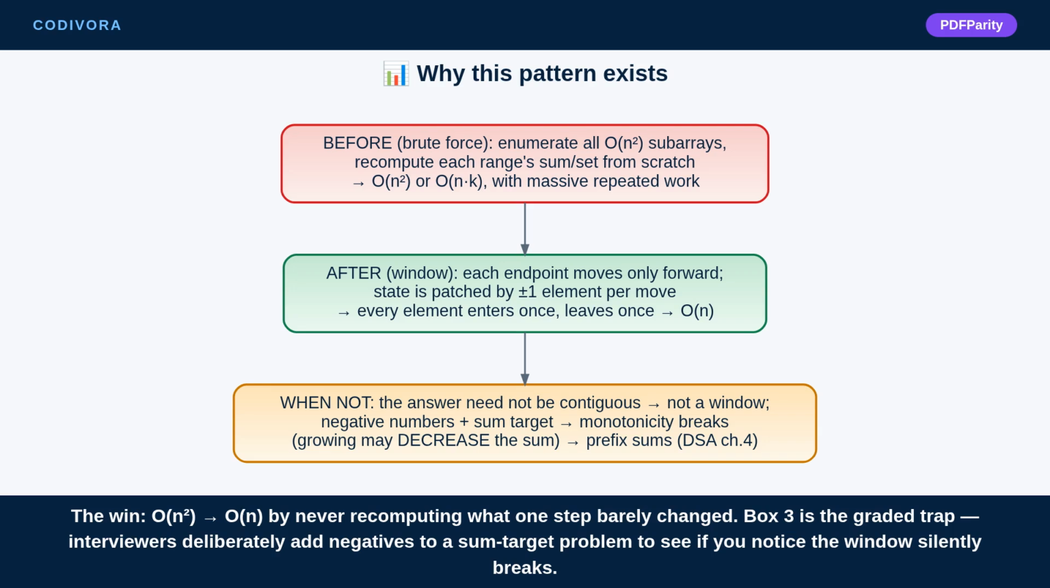Let's slow down and really build this up from scratch, one piece at a time. The win: O(n²), then O(n) by never recomputing what one step barely changed. Box 3 is the graded trap. Interviewers deliberately add negatives to a sum target problem to see if you notice the window silently breaks. Trace the arrows on screen slowly. That single picture is the whole idea in one glance.